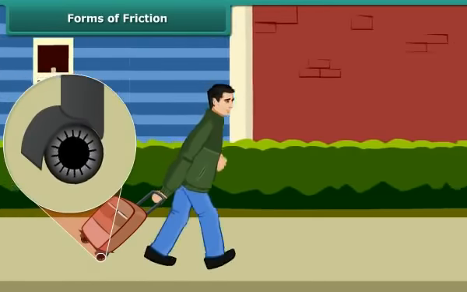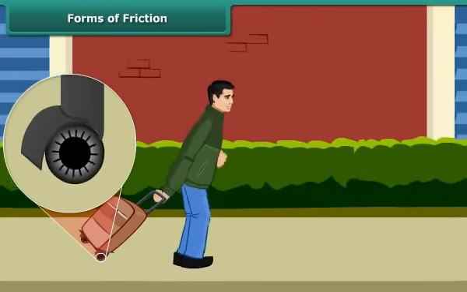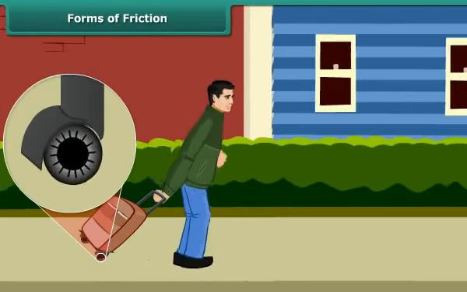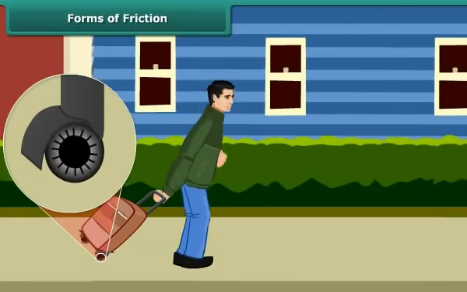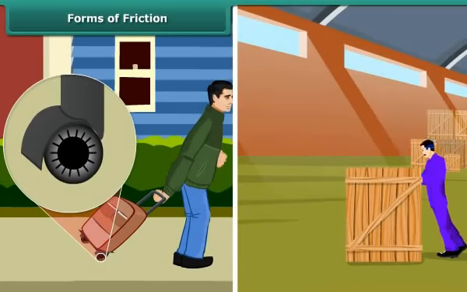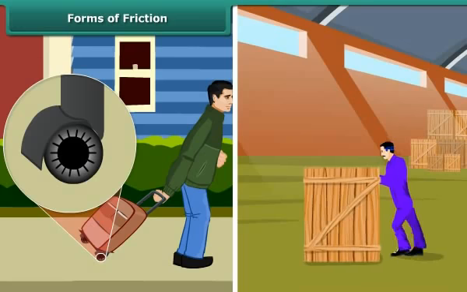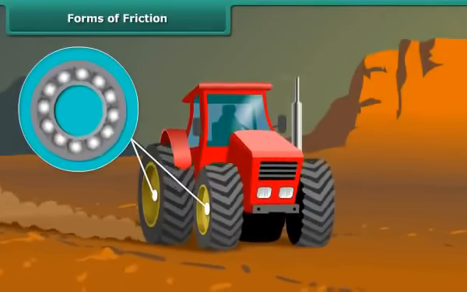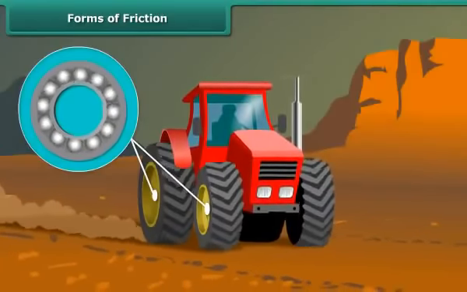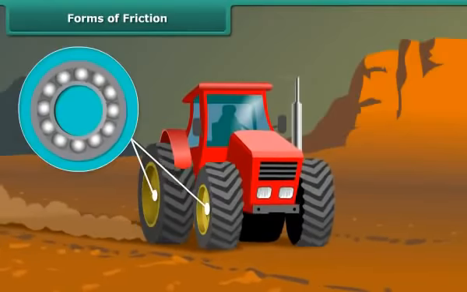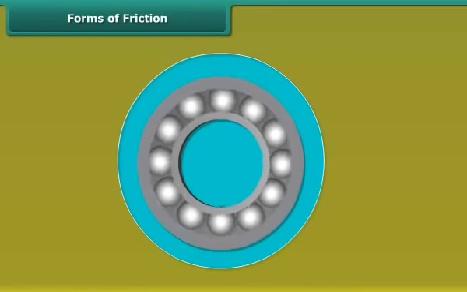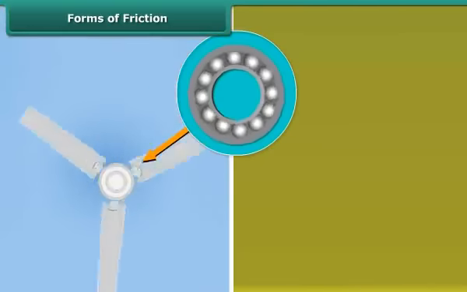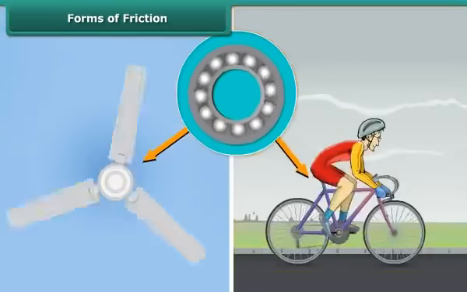The force of friction between the rollers on a body and the surface is called rolling friction. Rolling friction is much less than sliding friction. Since rolling friction is smaller than sliding friction, sliding is replaced in most machines by rolling by the use of ball bearings. Common examples are the use of ball bearings between hubs and the axles of ceiling fans and bicycles.